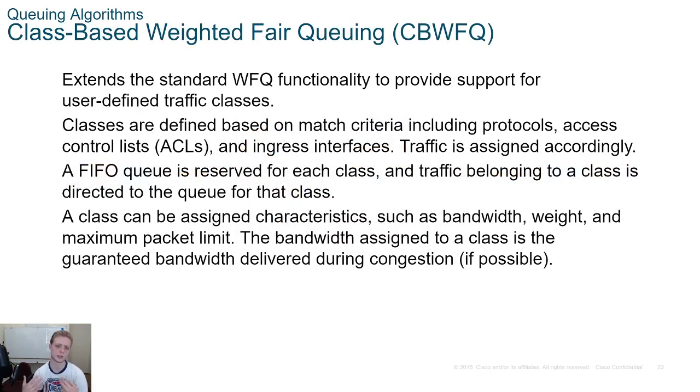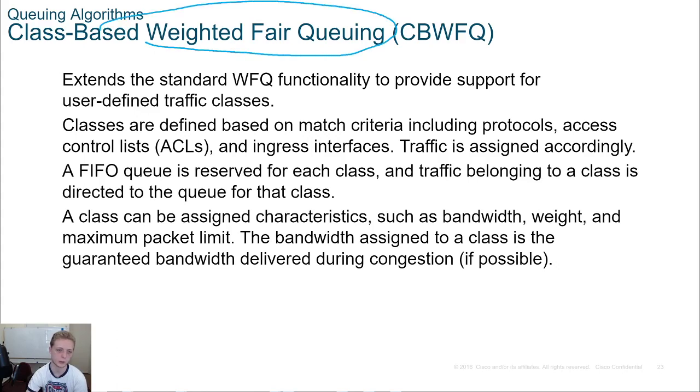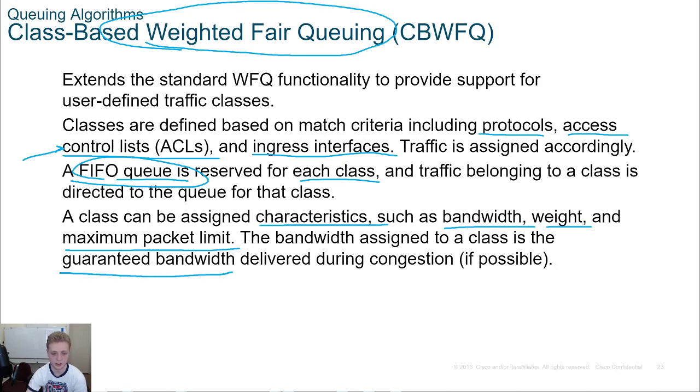So class-based weighted fair queuing is going to do the same process as weighted fair queuing, except we can match including protocols, access control lists, very, very granular we can get with these access control lists, and ingress interfaces. So traffic is assigned accordingly, and then we have a queue with each class that is within that queue a first in, first out queue. So we can have a ton of different characteristics such as bandwidth, weight, maximum packet limit. The bandwidth assigned to a class is guaranteed bandwidth. This is great for voice, but not so great for bursty types of traffic like video or data.